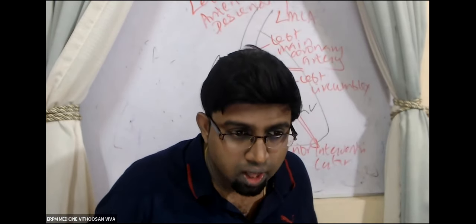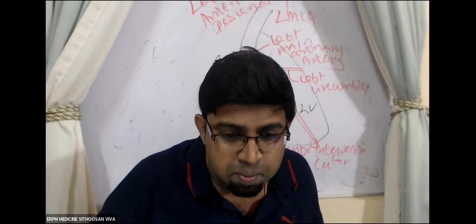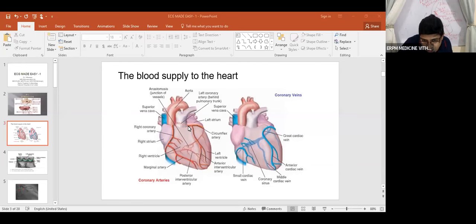So that's the anatomy of the left coronary artery. Just so you can see here, this is the left coronary artery starting as the left main coronary artery. This is the main trunk. It gives a branch here, the circumflex, and then it comes anteriorly as the anterior interventricular artery.